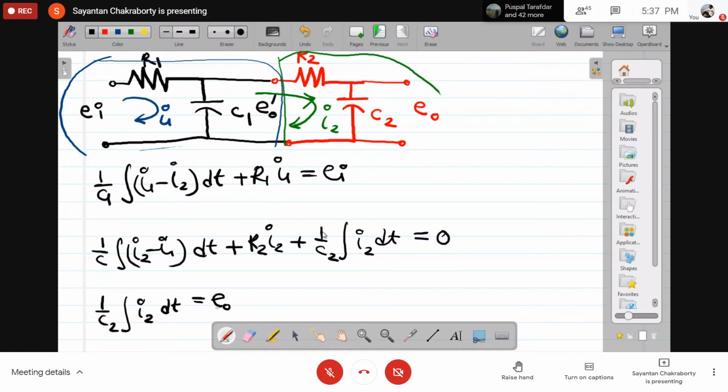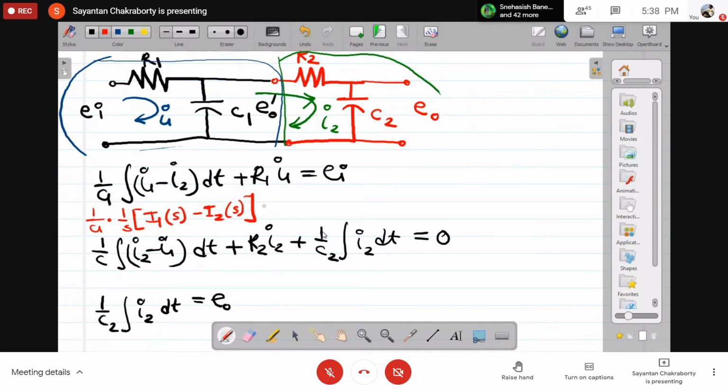You have to obtain the corresponding Laplace domain representations. So what will this be? From this we get 1 by C1 into 1 by S (I1 minus I2). Whenever I write I1 and I2 in capitals, that means Laplace domain. I should not eliminate the burden of writing I1(S) and I2(S); I should not encourage this. Whenever you are writing in Laplace domain, it's better to write the entire expression.